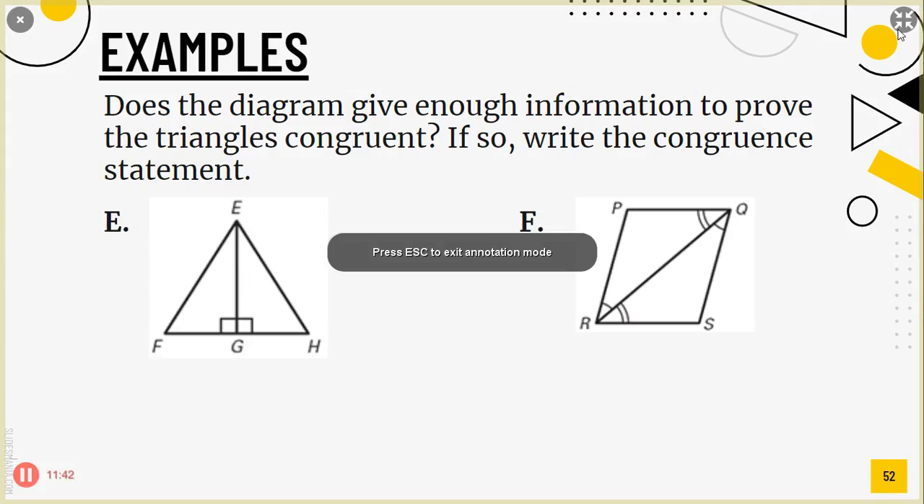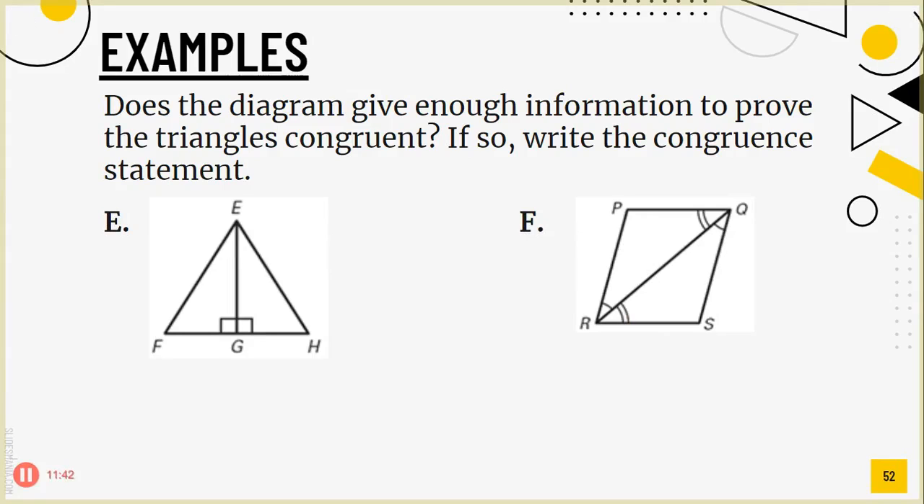Then we have letter E. Letter E, we see that we have two right angles. And if we have two right angles, that means both of those are 90 degrees. And I know that two 90-degree angles, if they measure the same, they are congruent. So I can mark those angles congruent.